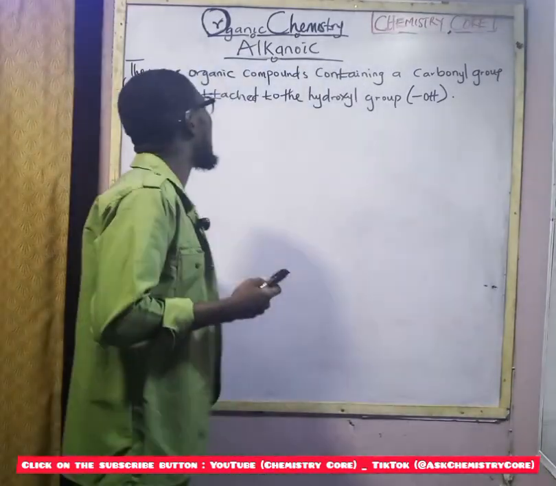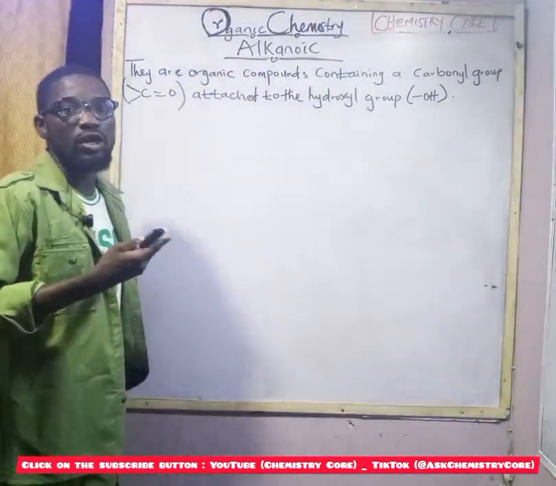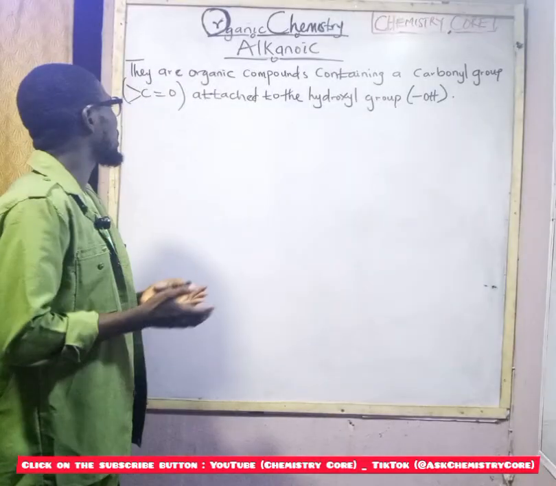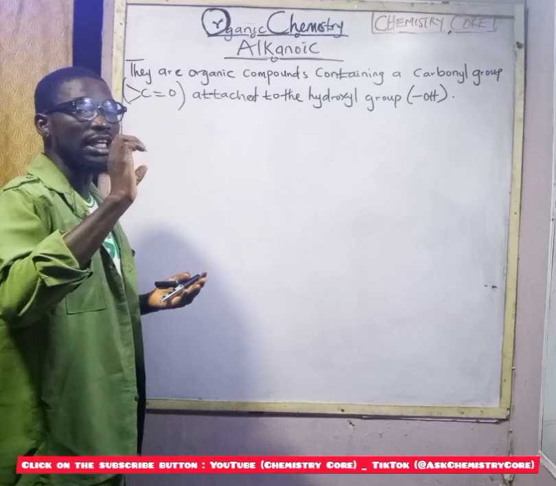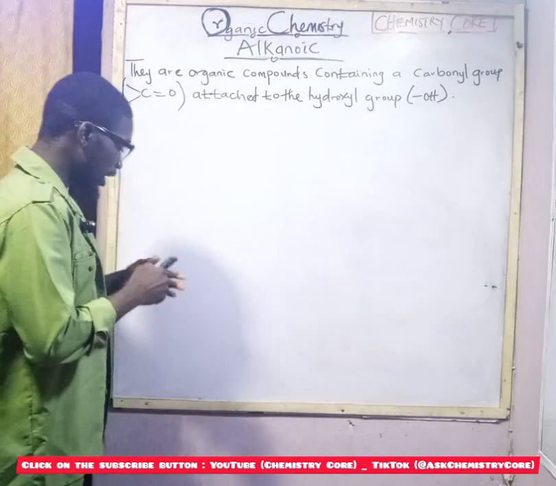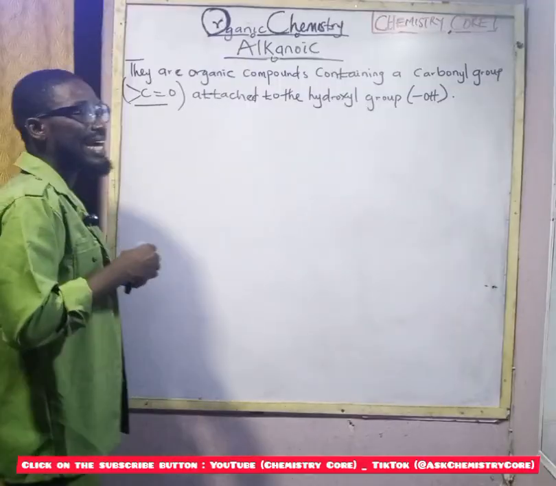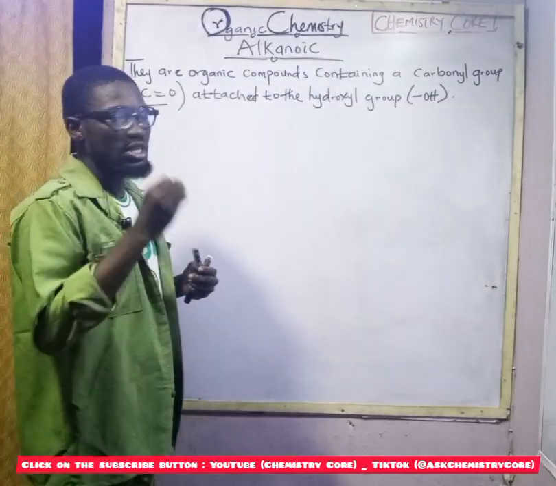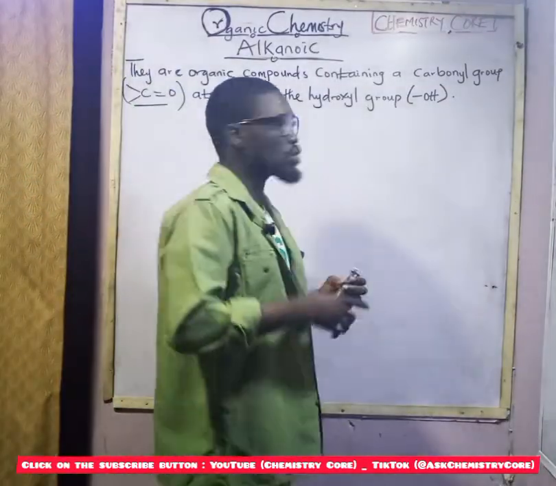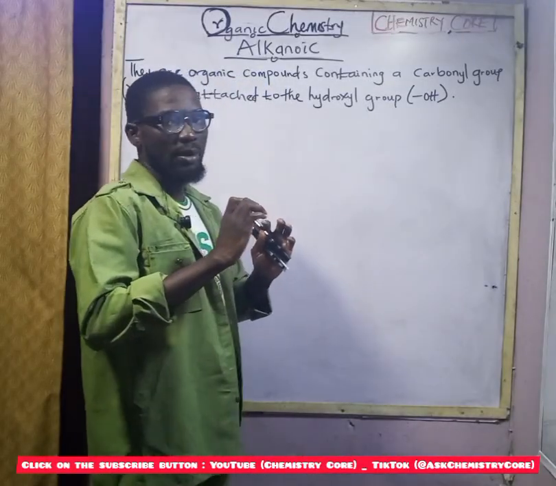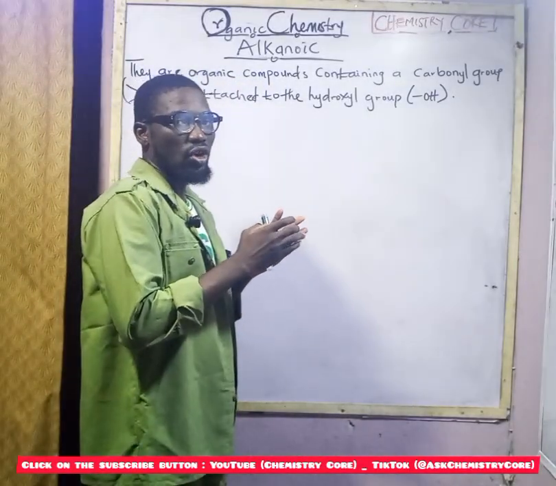We have alkanoic acid, and we can as well call it carboxylic acid. And what are alkanoic acids? They are organic compounds containing a carbonyl group. This is a functional group. This is a carbonyl attached to the hydroxy group. The functional group of the hydroxy is what? OH.